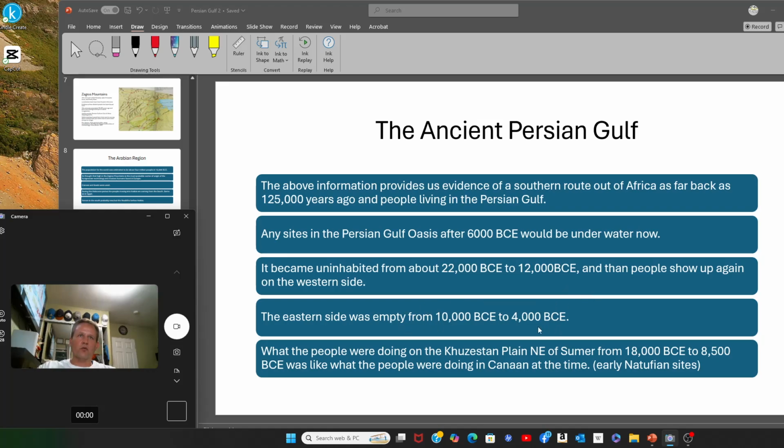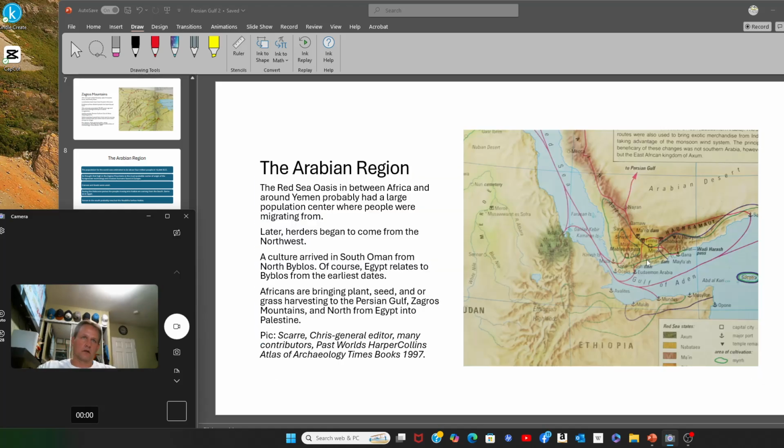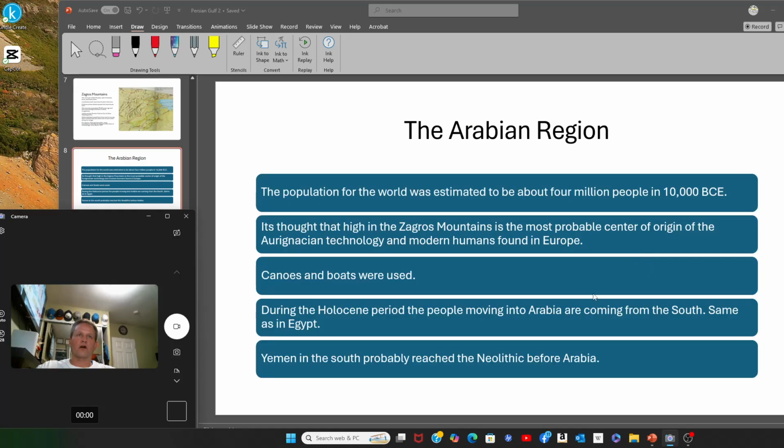The eastern side was empty from 10,000 BCE to 4,000 BCE. So the opposite side, there was nobody there around the coast.